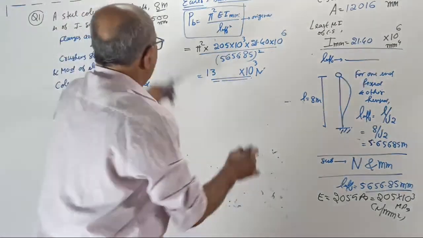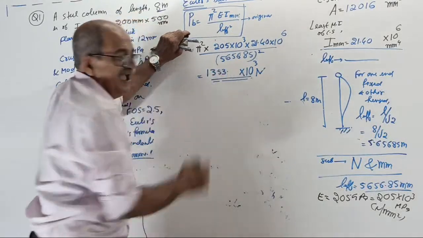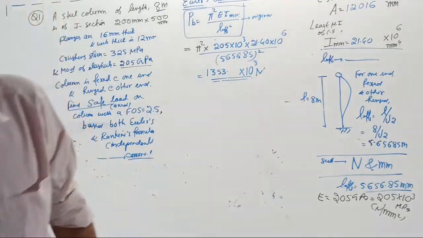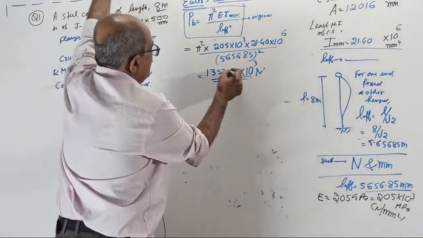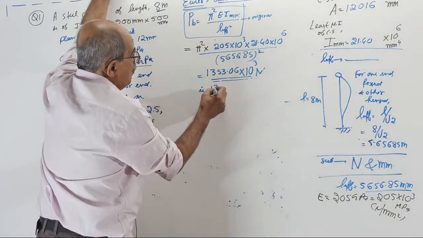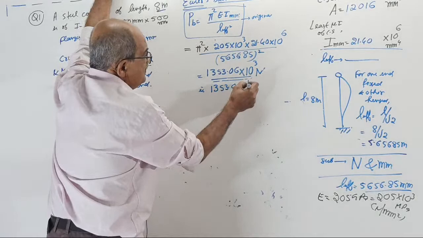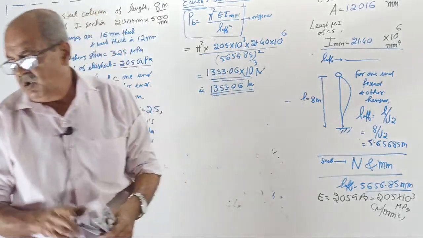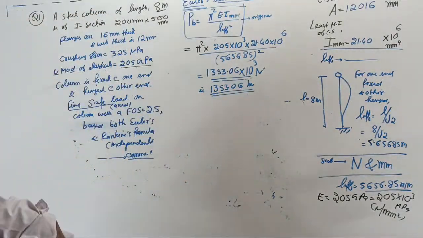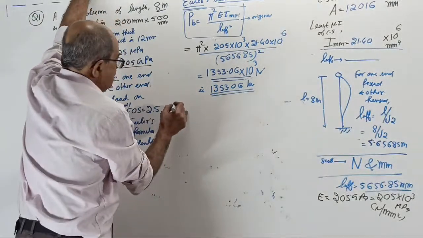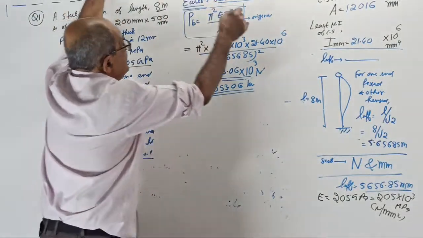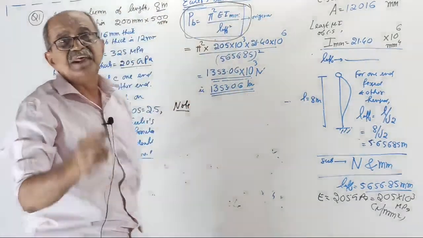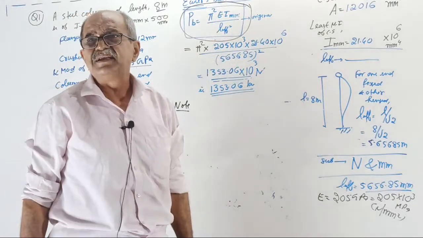1353 point. See, I forgot the decimal. You can make out how weak I am at memorizing. 0.06. Okay. 1353.06 kilonewton. This is the Euler's buckling load if you use the original formula. Over. Now, just make a note. The original formula, you write there, pi square EI by L effective square, which is the derived expression. It is no doubt correct.